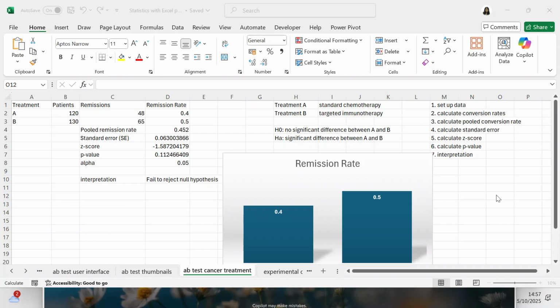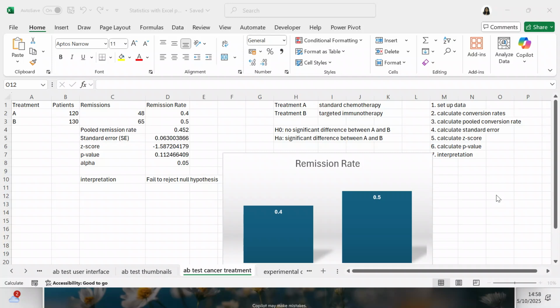So we've got treatment A, which is standard chemotherapy, and treatment B, which is targeted immunotherapy. And keep in mind, this is all fake data. I'm not medically trained. I can do statistics, so just keep in mind this is fake data. I don't want anybody to think that one type of treatment is better than another because we're just using this fake data for academic purposes.